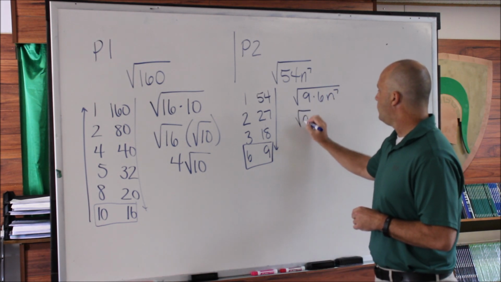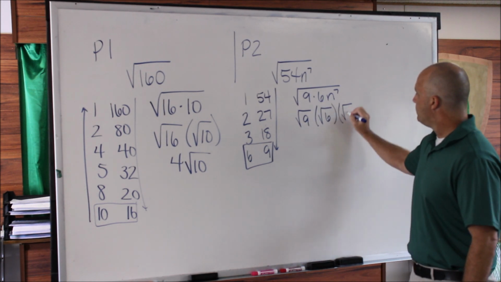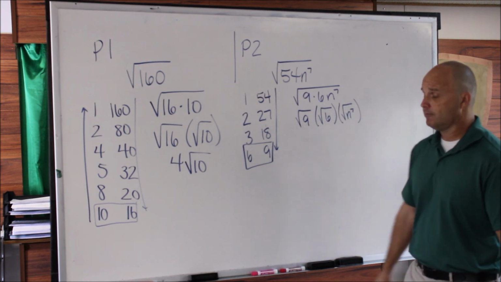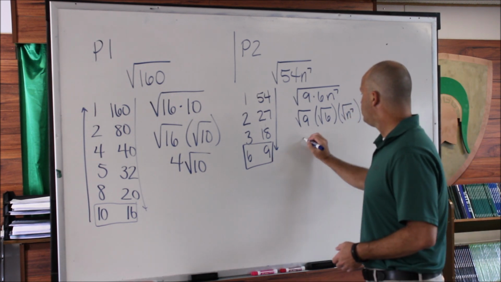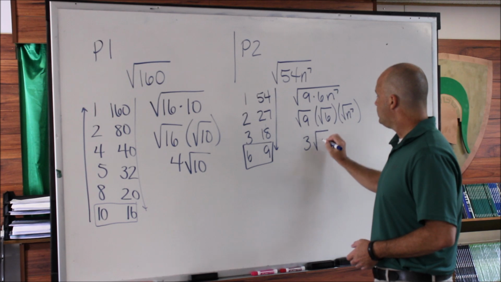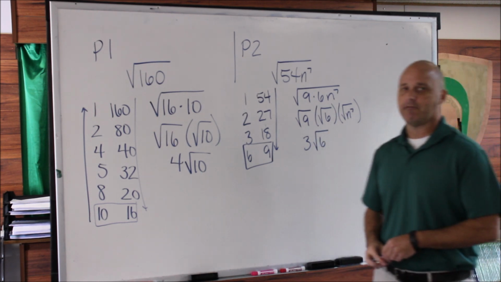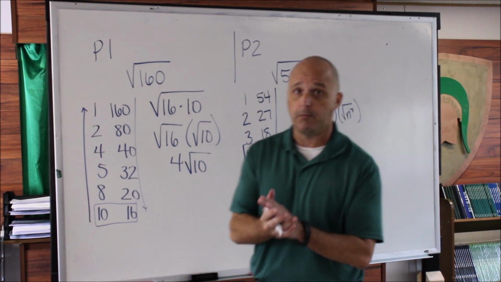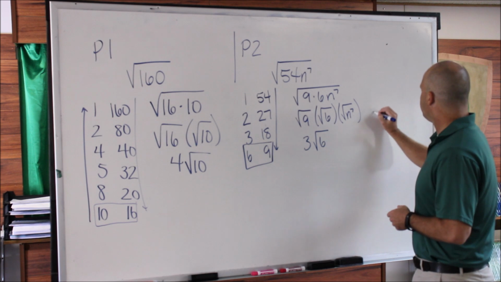So this becomes the square root of 9 times the square root of 6 times the square root of n to the 7th. So now we take a look at that square root of 9. That becomes 3. Square root of 6 is as simplified as it can get. And now we've got to work with this n to the 7th. Okay, so this is where it gets a little bit more complicated. What we're going to do, I'm going to blow this up a little bit over here.